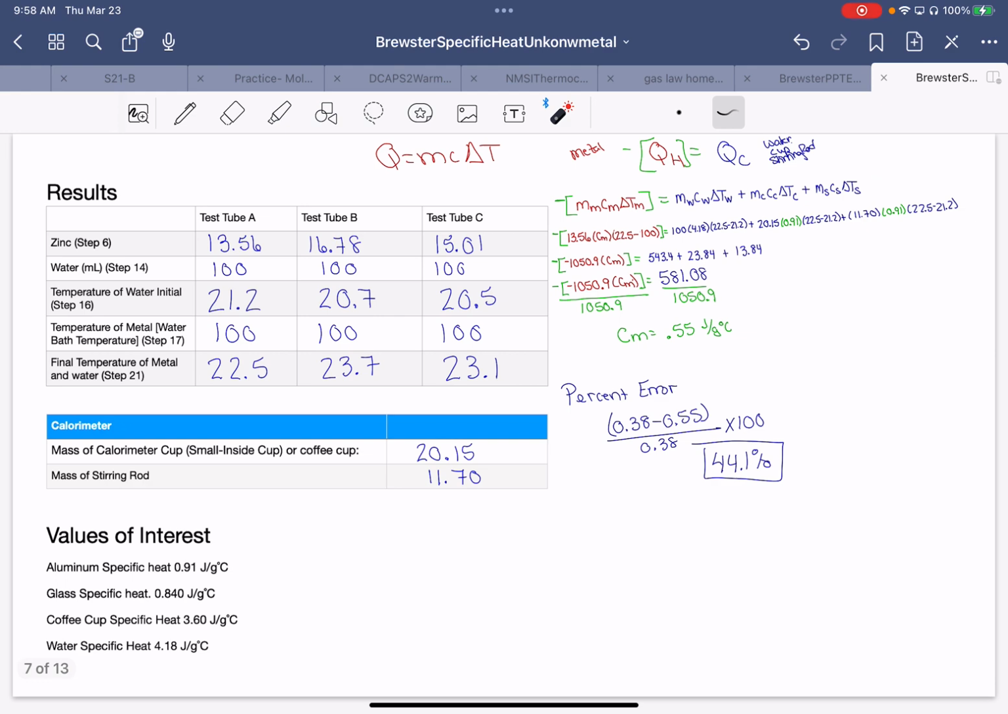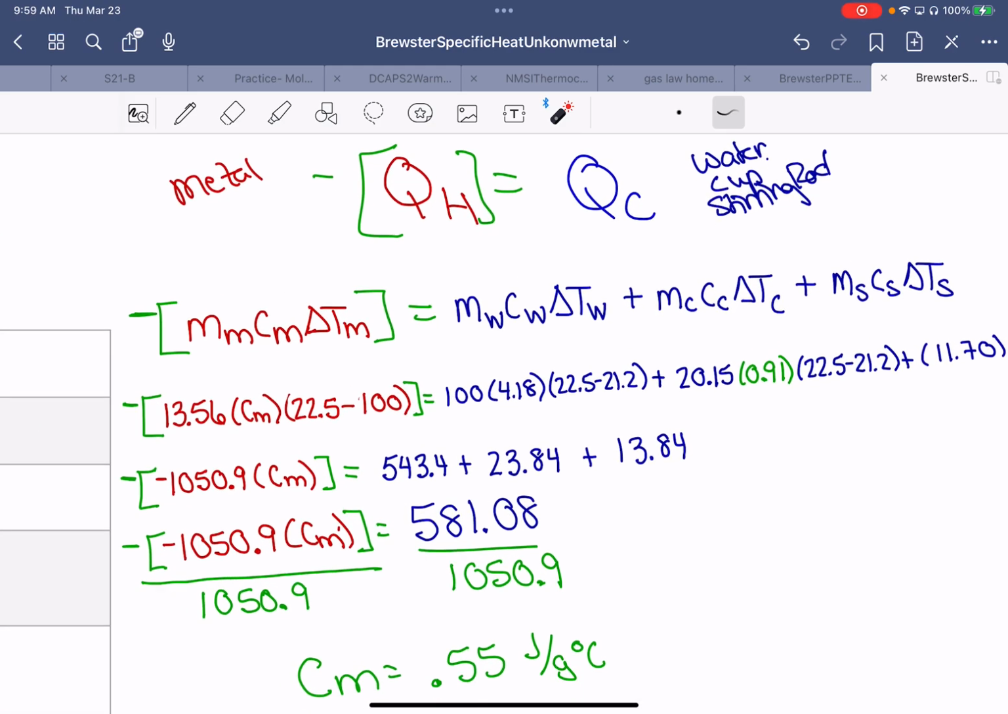Honors, you have a little bit more on yours because we're actually going to look at the whole system that we're working with, okay? So not only do I have the metal and the water, I technically have the cup and the stirring rod because they were in contact with the water as you were doing your reaction. So same start as we saw. I'm going to have my numbers that we saw earlier, the 13.6, which is the metal, the 22.5 minus 100, that's going to give me a negative number.